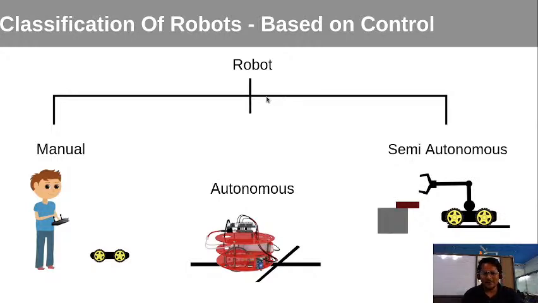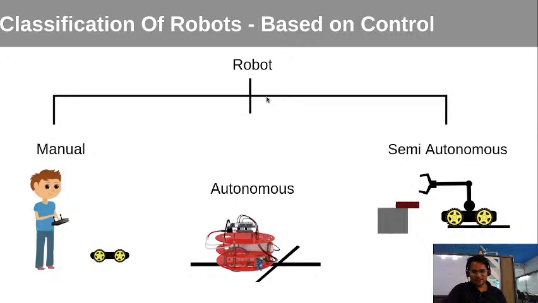So what is a manual robot? In our childhood, we all have played with remote control cars, isn't it? So manual is just a remote control car where you give instructions with the help of a remote, and your model works according to that. Now, autonomous.